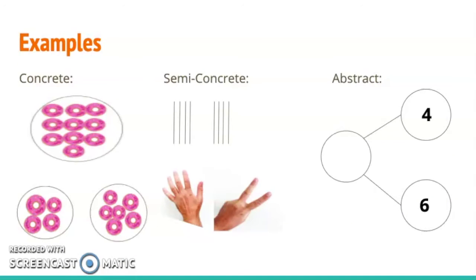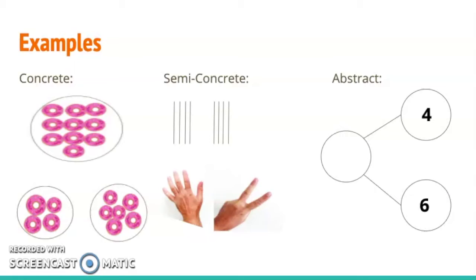Here are some examples of the concrete, semi-concrete, and abstract. So as you can see with the concrete, we used the manipulatives of pictures of donuts. So the top, it is 10 donuts, and you split it down below with 4 and 6, and students can manipulate that and physically see the number in front of them.